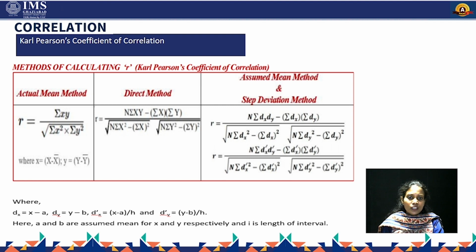In the same way, in the assumed mean method, we replace x by dx, the deviation in x, and y by dy, and in the step deviation method, we replace x by d dash x and y by d dash y. Here dx, dy, d dash x, d dash y are the deviations in x and in y respectively. dx is x minus a, dy is y minus b, d dash x is x minus a upon h, d dash y is y minus b upon h. Here a and b are the assumed means of x and y respectively, h is the length of the interval, and n is the total number of observations.